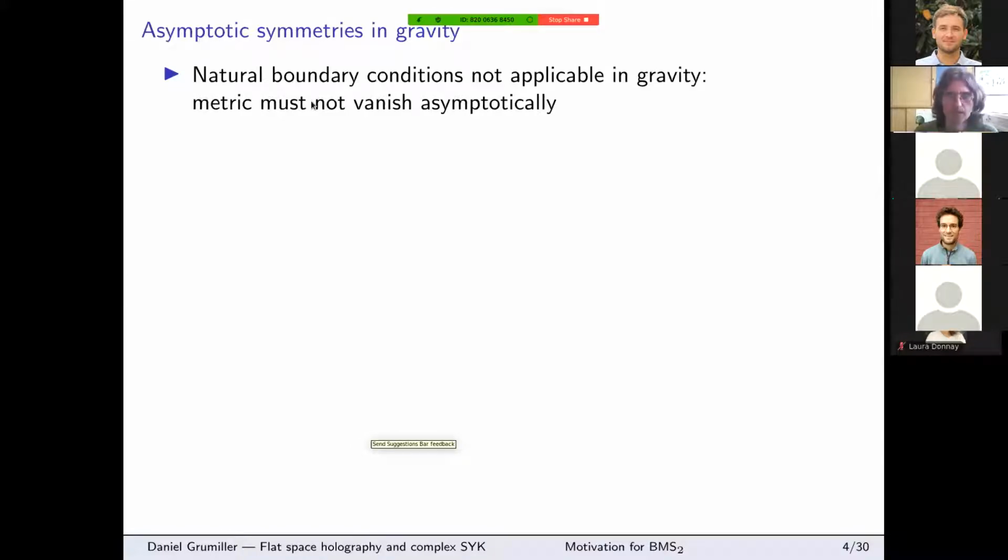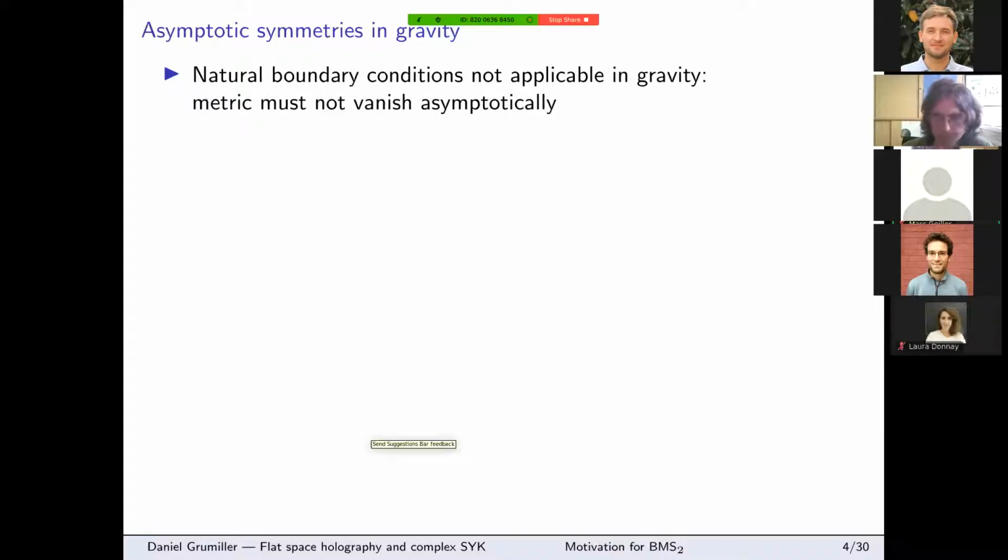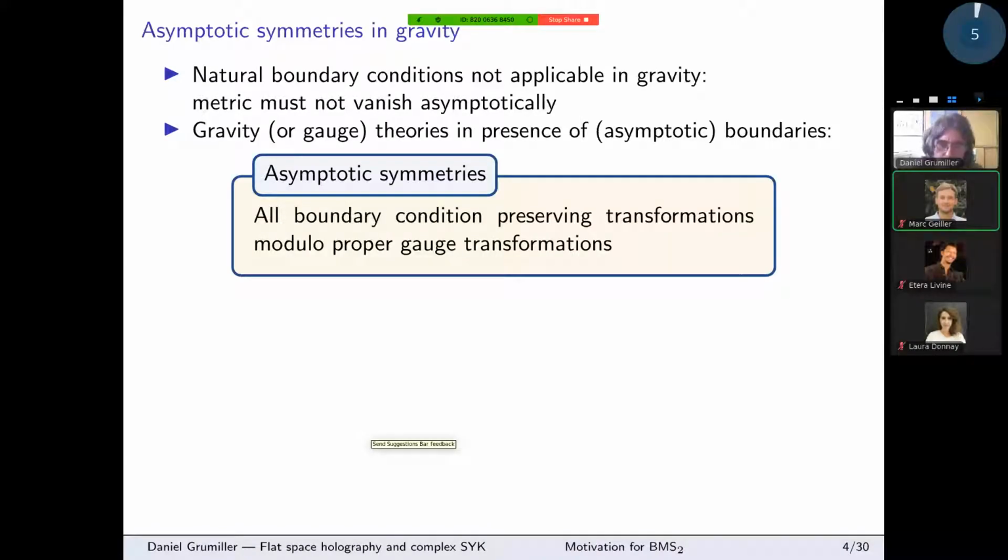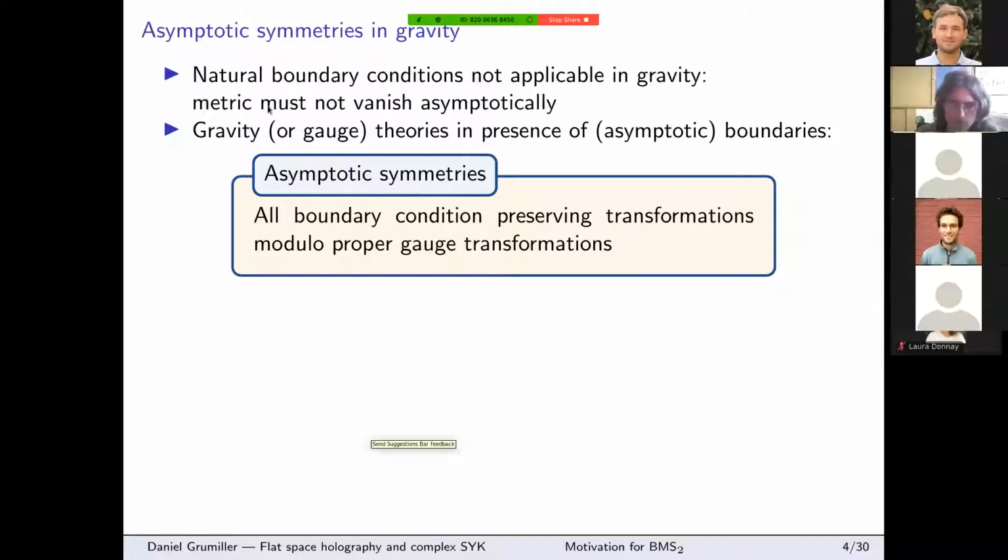Anyway, let me start. If you learn for the first time about quantum field theory, then usually you impose implicitly or explicitly natural boundary conditions, meaning that all your fields either have compact support or vanish sufficiently fast as you approach the asymptotic boundary. This is, of course, not applicable in gravity because the metric must not vanish asymptotically. So when we have gravity or also gauge theories in presence of actual or asymptotic boundaries, we encounter asymptotic symmetries, and they're defined to consist of all boundary condition preserving transformations modulo proper gauge transformations.